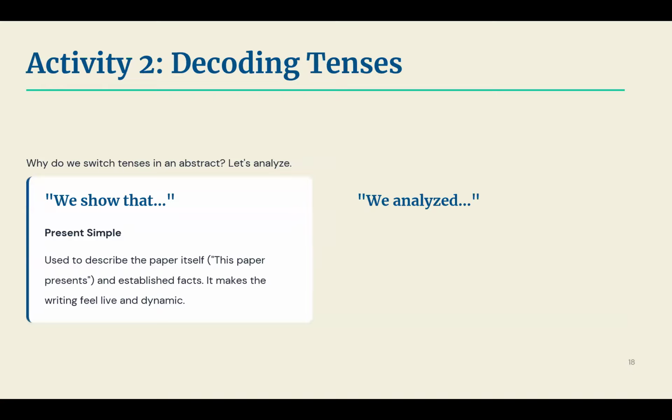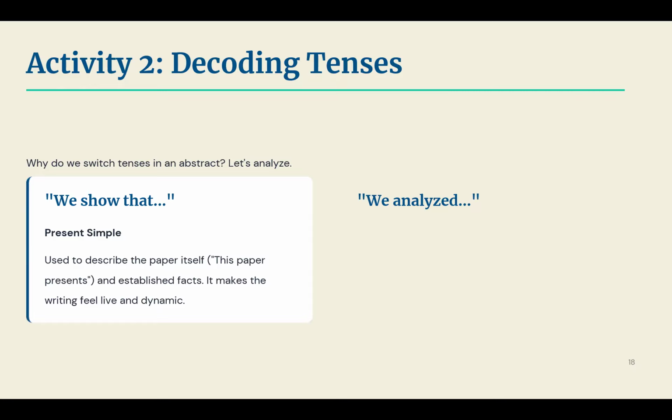Now we are going to look at a bit of a decoding. Why do we switch tenses in an abstract? Unlike in other parts of the research article, in the abstract, we actually switch tenses. We are going to analyze. Now look at, we are now analyzing a present simple argument given in text. Present simple is used to describe the paper itself, right? It makes the writing feel live and dynamic.